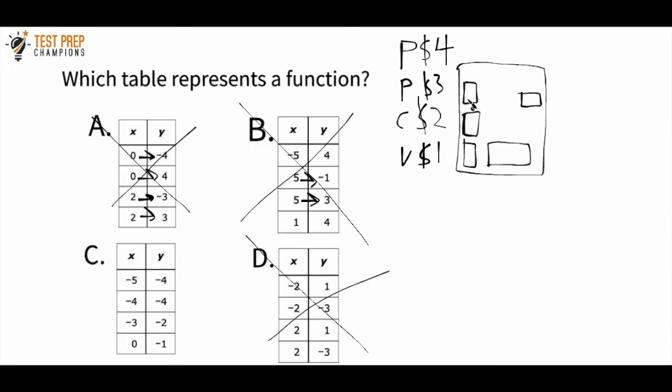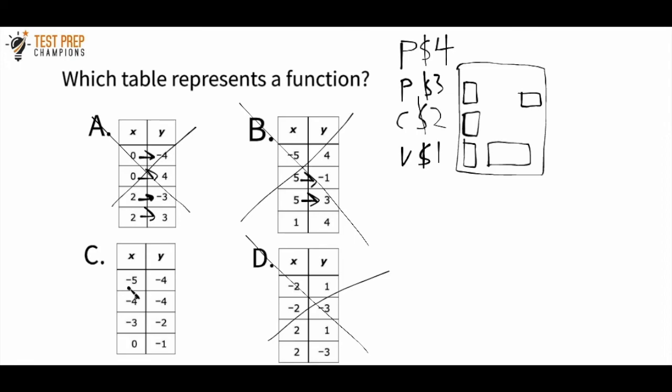But the point is if you put $4 in, every time you're going to get a Pepsi. You put $3 in, every time you're going to get a Pepsi. You can't put $4 in and one time it gives you a Pepsi, put $4 in and then the next time you get a Coke. No. It can be the same output, but it can only be one input.